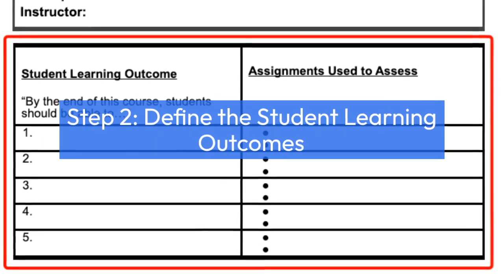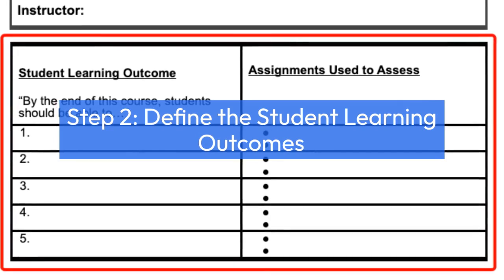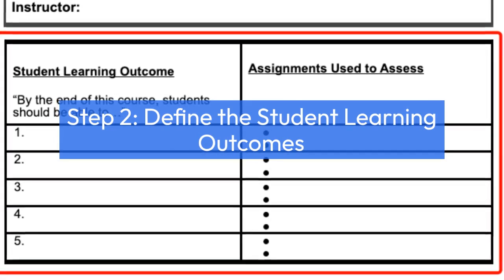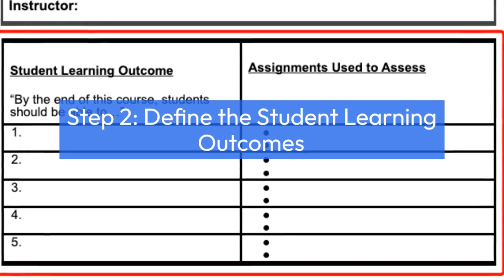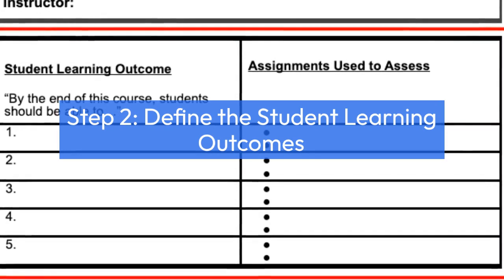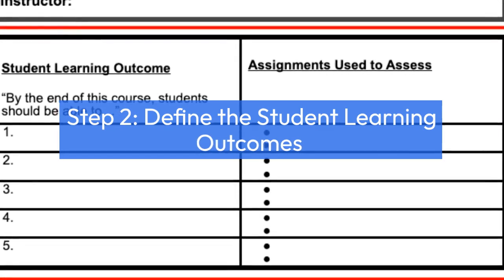Step 2. Define the student learning outcomes. Outline what students are expected to achieve by the end of the course. List each outcome and the assignments that will assess these outcomes. Be clear, specific, and measurable on the learning outcomes and assessment methods.